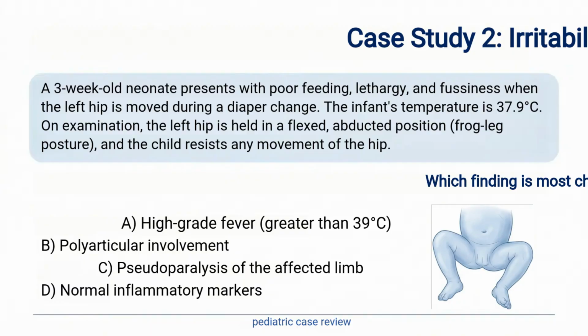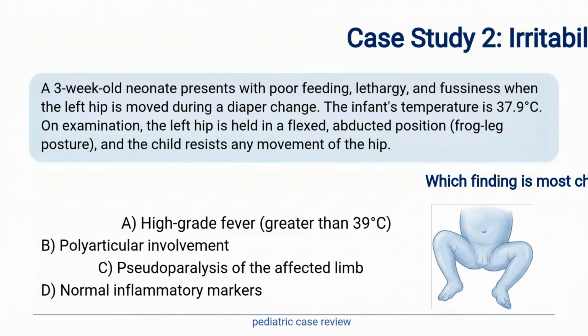Case Study 2. Irritability in a neonate. A 3-week-old neonate presents with poor feeding, lethargy, and fussiness when the left hip is moved during a diaper change. The infant's temperature is 37.9 degrees Celsius. On examination, the left hip is held in a flexed, abducted position called the frog leg posture, and the child resists any movement of the hip. Which finding is most characteristic of septic arthritis in this age group?